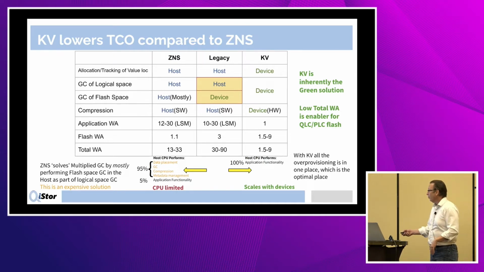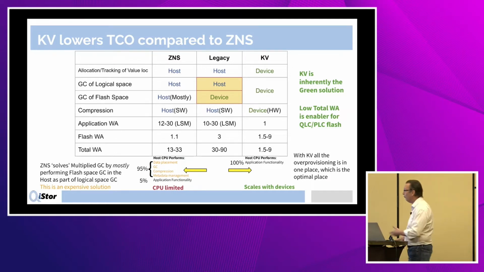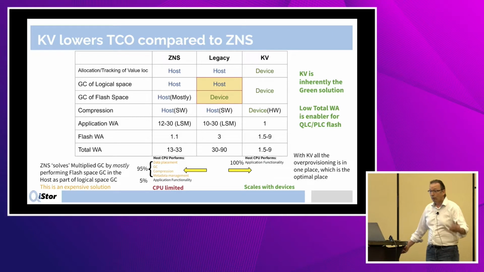So yes, we've taken a 30 to 90 write amplification down to a 13 to 33, so that's great. But look, the host CPU now has to perform data placement, GC, compression, and metadata management. So 95% of the host bandwidth and CPU is now doing all this work, which it was also doing a lot of before with the legacy solution, but only a small fraction of the CPU is left for application functionality. And that's how we've been working for a long time. We just keep throwing more hardware at the problem. But that doesn't really solve the long-term problem.